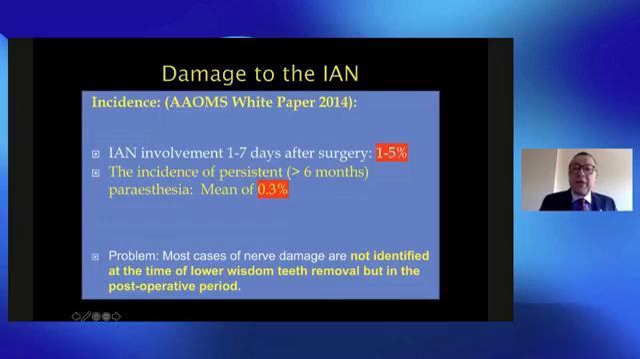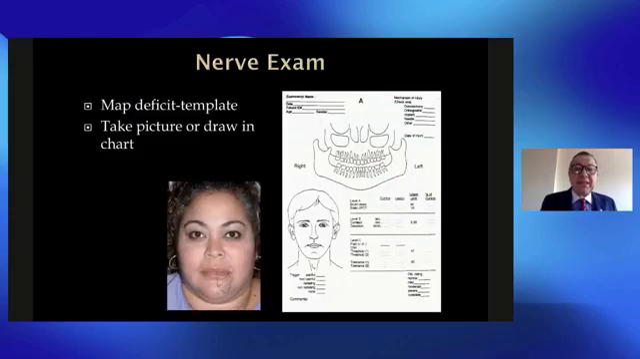Like within the first week, we have a 1 to 5% incidence. And for the long run, like after 6 months, the incidence is really low. And the problem with the IAN is that it's barely noticed during surgery. It cannot be identified during the removal. It always appears post-operatively. Only in a very few cases did the surgeon identify a damage. So please keep this in mind.